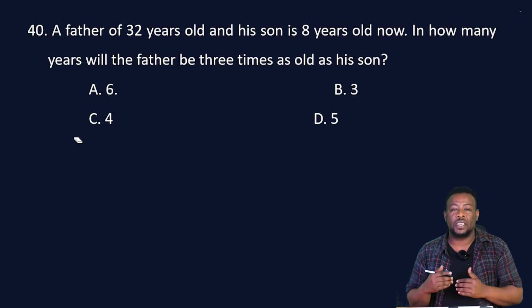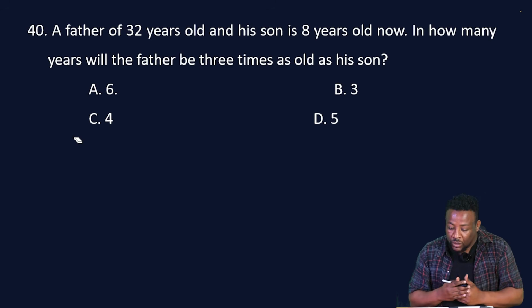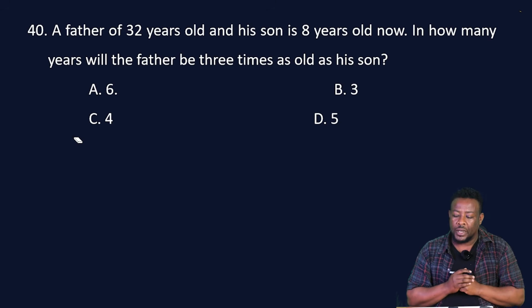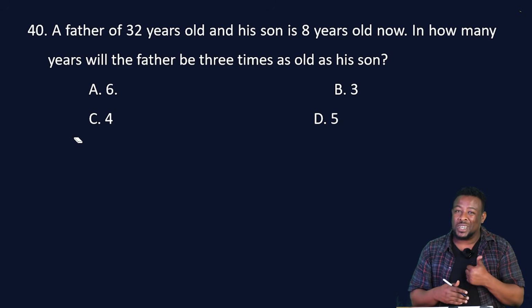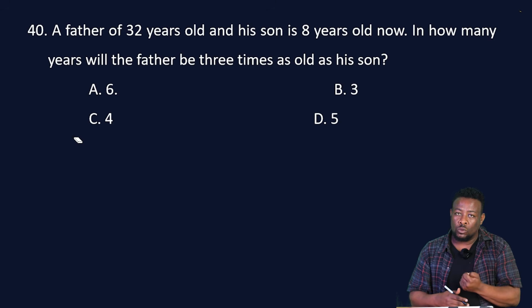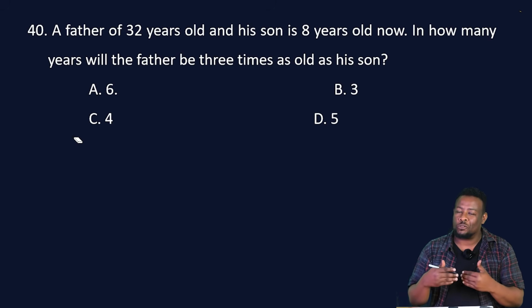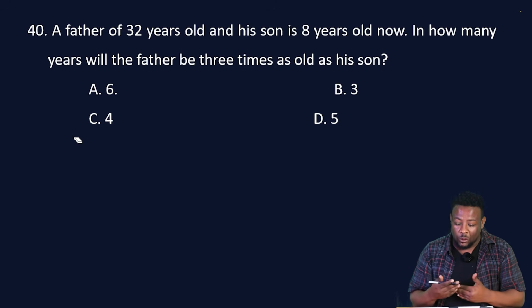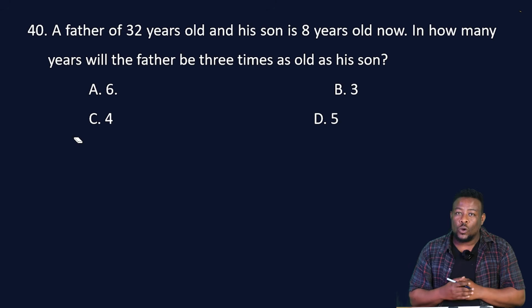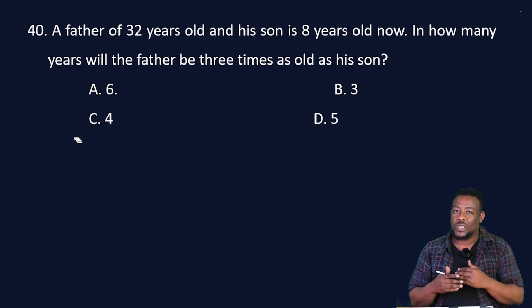Coming to question 40, we have a word problem. A father is 32 years old and his son is 8 years old by now. In how many years will the father be 3 times as old as his son? The word problem tells us there are a father and a son, the father's age is 32 and the son's age is 8. The question asks after how many years the father's age will be 3 times the son's age.